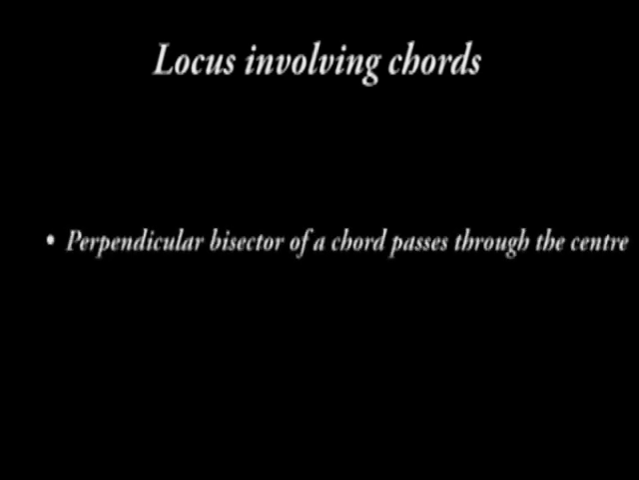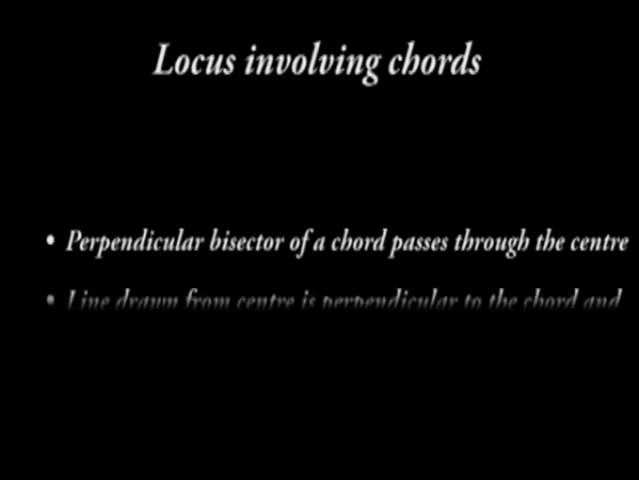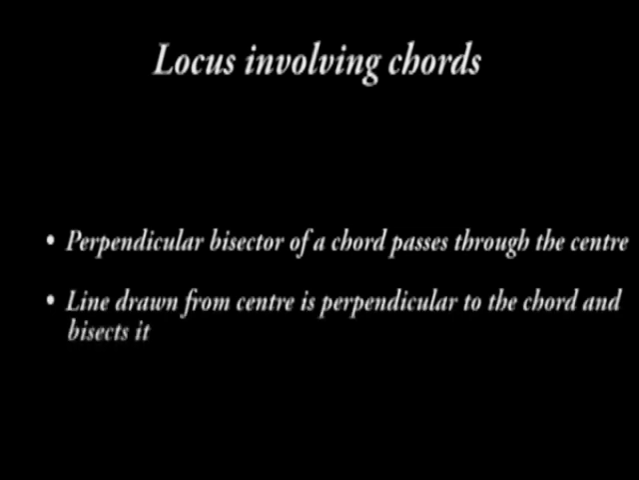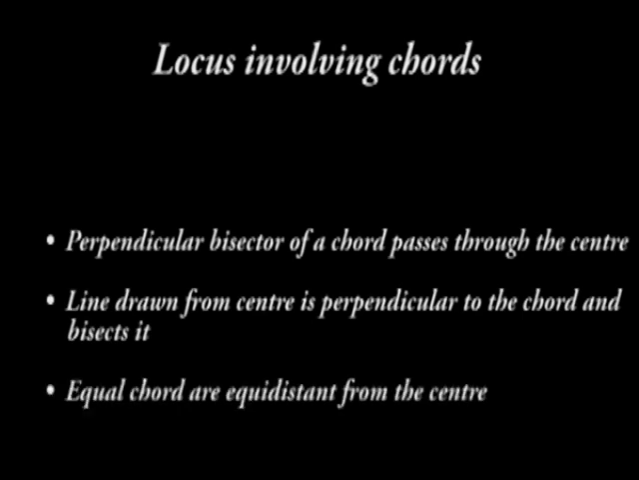Locus involving chords. As a recap, a perpendicular bisector of a chord passes through the center of a circle. A line drawn from the center and perpendicular to the chord bisects the chord. Equal chords are equidistant from the center of a circle.